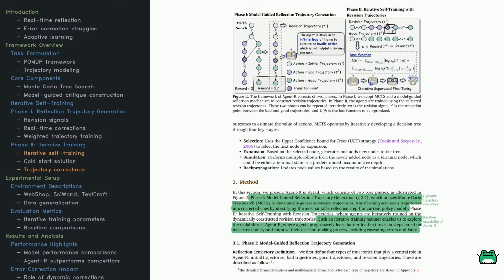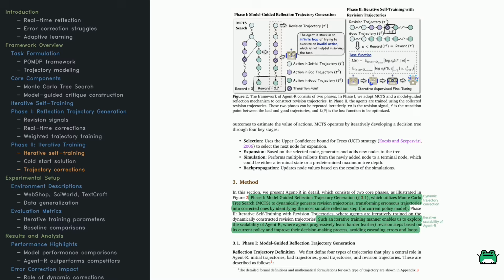The second phase is all about training the agent iteratively with these revised trajectories. Imagine you're practicing with a coach who not only points out your mistakes, but also shows you exactly when they happened. This feedback loop is super important for self-improvement. The agent gets fine-tuned using a loss function, which basically rewards good decisions and penalizes bad ones. This process repeats, making the agent more robust over time.